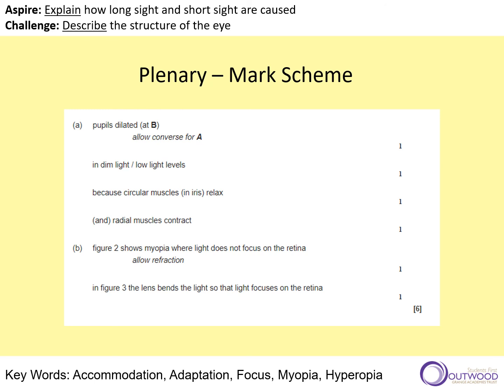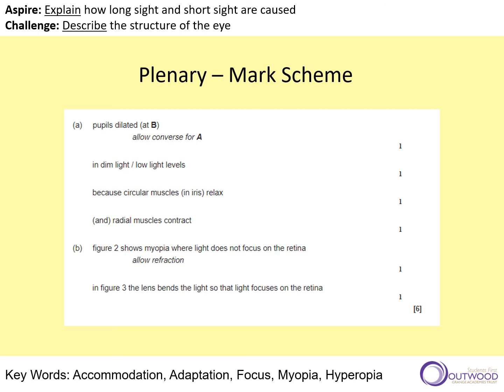Now what happens is the muscles in the iris have relaxed, and the radial muscles contract. Now you can kind of see that from the iris itself. I've not specifically gone through that, I will admit, and the reason why I haven't is because I wanted to go through it now.